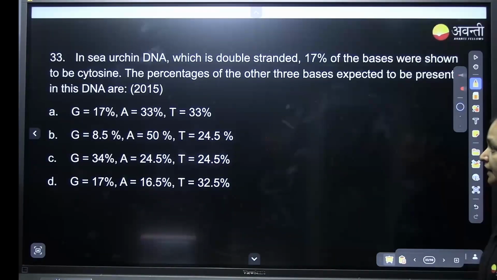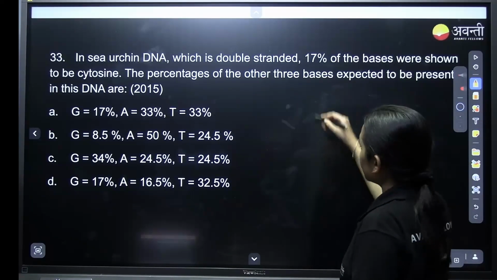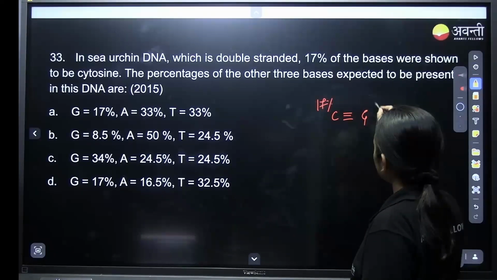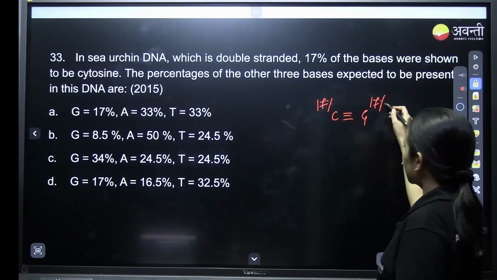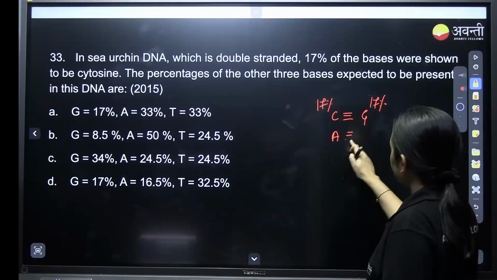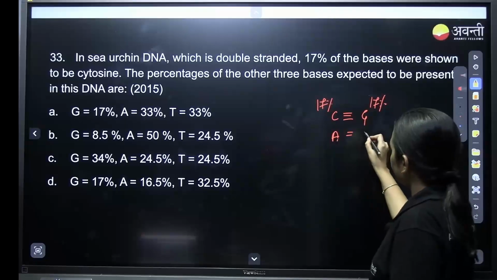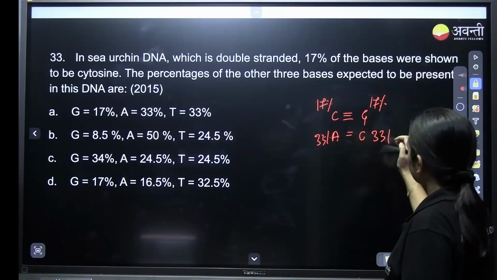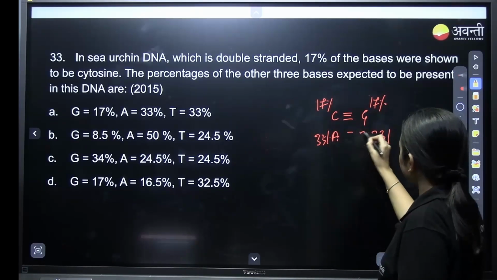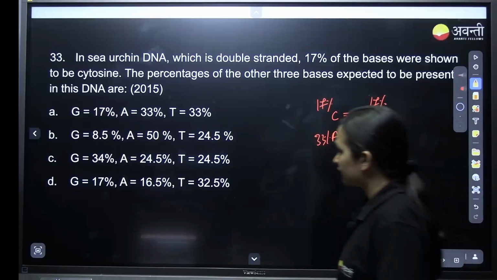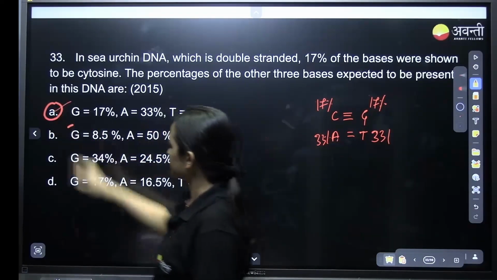In sea urchin DNA, which is double stranded, 17% of the bases were shown to be cytosine. 17%, which means another 17% is guanine. And the percentage of the other 3 bases, tell me. Option A. Yes, so this should be 33 and this should be, oh wait, this should be 33. Option A, 17%, 33, 33. Option A is the correct answer.